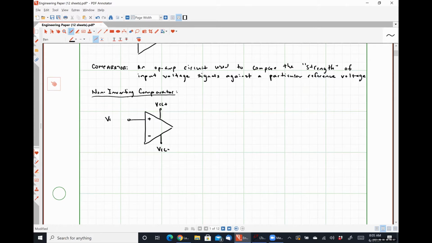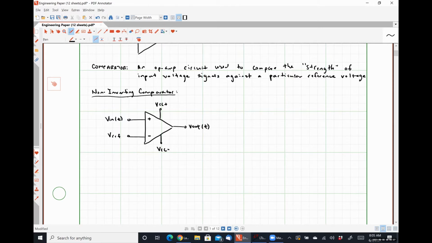So I'm just going to call this guy Vin as a function of time. Connected to our inverting input terminal, we are going to have some voltage Vref, which is typically a DC voltage. And then we're going to measure our output Vout as a function of time here.